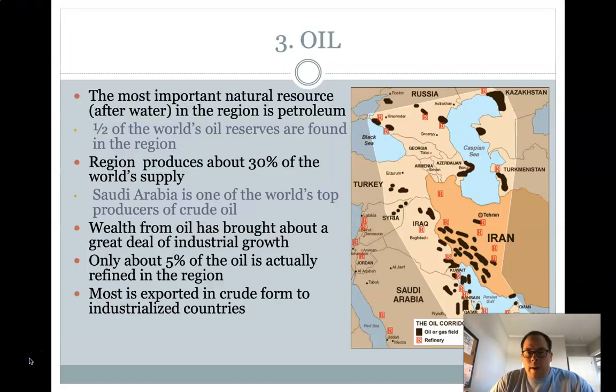All right, so I did go and access a different PowerPoint, so you could get this information. Looking back at oil, though, this is one of the most important natural resources, specifically after water, in the region. Half of the world's oil reserves are found in the region. The region produces about 30% of the world's oil supply. Saudi Arabia is one of the largest producers of crude oil in the world.